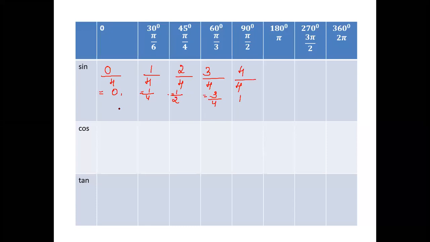Now, are we done? No. Once you have divided by 4, whatever answer you get, take the square root of it. That is, square root of 0 is 0. Square root of 1 by 4 is 1 by 2. Square root of 1 by 2 is 1 by square root of 2. And square root of 3 by 4 is root 3 by 2. And square root of 1 is 1. You got the values? So sine 0 is 0, then 1 by 2, 1 by root 2, root 3 by 2, 1.